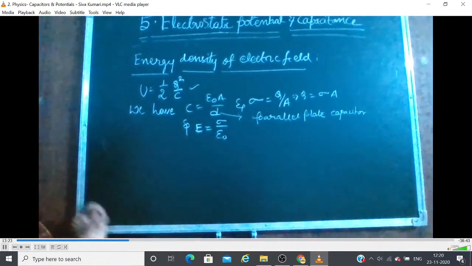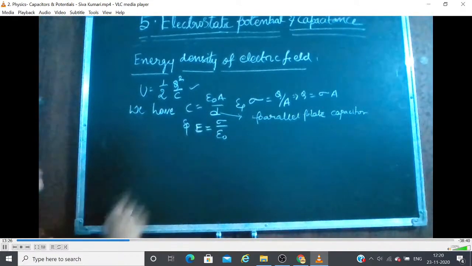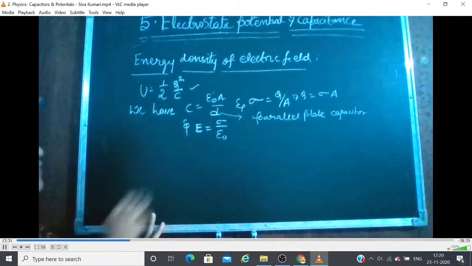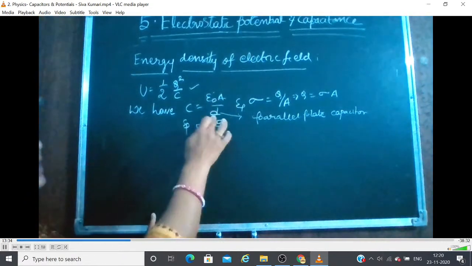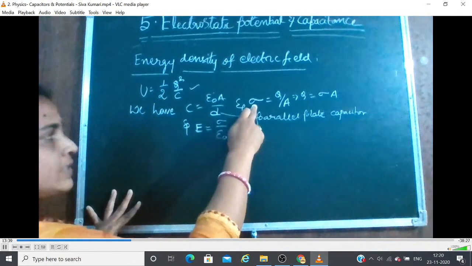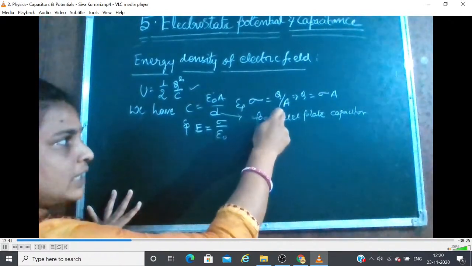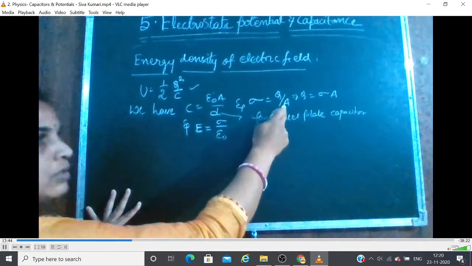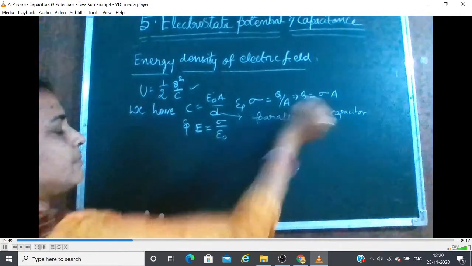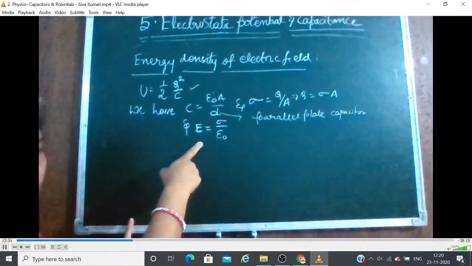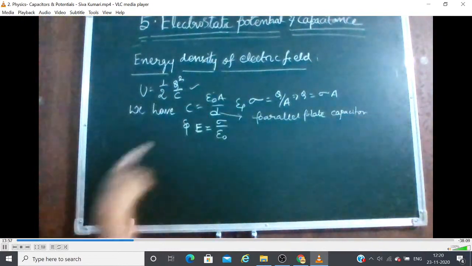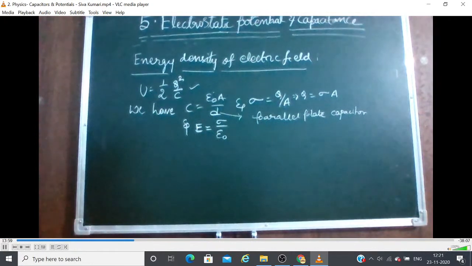So the capacitance of a parallel plate capacitor has the equation C = epsilon naught A by D, where epsilon naught is the electric permittivity, A is the area of the plates, and D is the distance between the plates. Here the surface charge density sigma equals Q by A, charge per unit area, so Q equals sigma into A. And also we have another equation, E equals sigma by epsilon naught. From these equations we can calculate the energy density of an electric field.